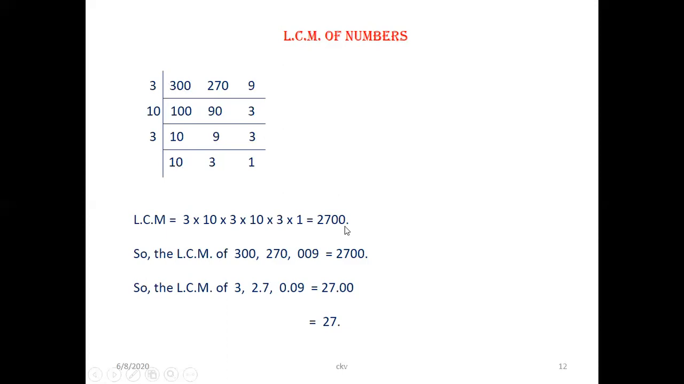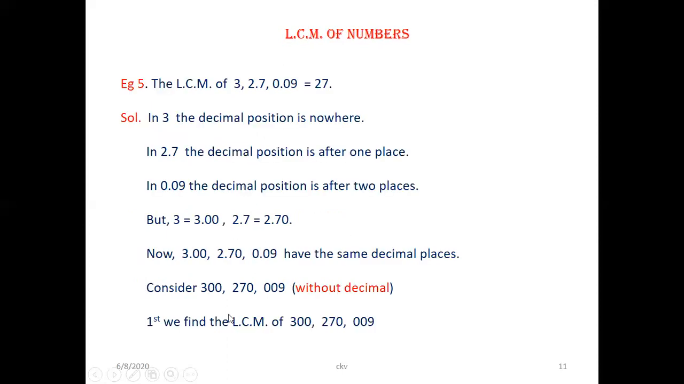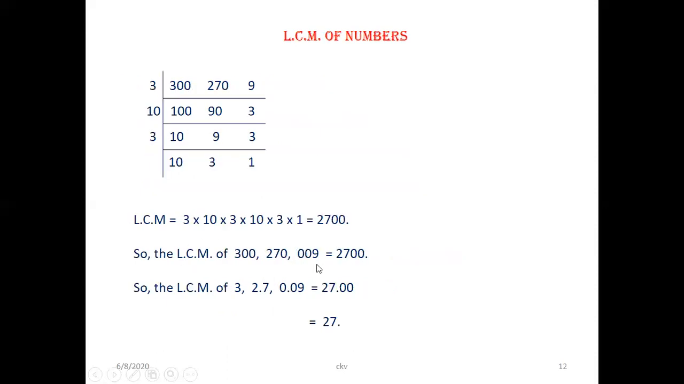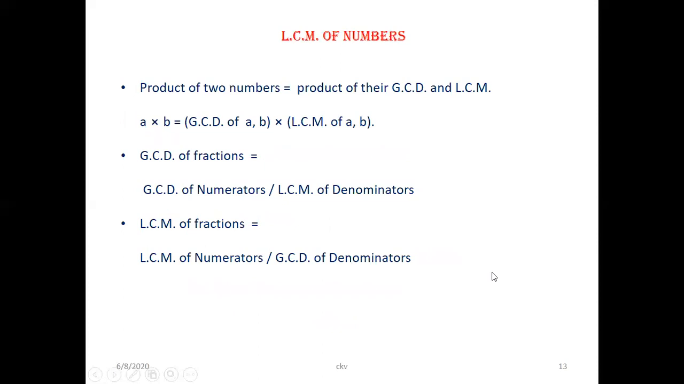But the question is to find LCM of not these numbers, to find the LCM of these numbers. So what you have to do is you just put decimal position after two places. So 2700, but all these numbers are having decimal position after two places. So after two places means 27.00. So the answer for this question is 27. So actually you have seen how to find out LCM of two numbers without decimals and with decimals.